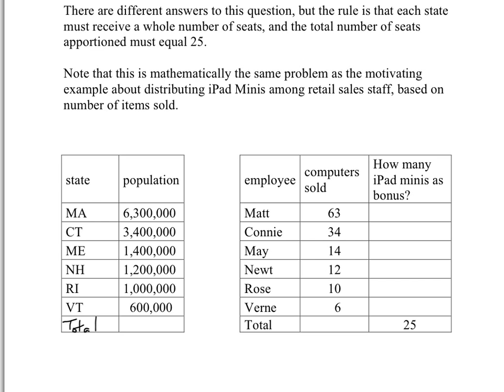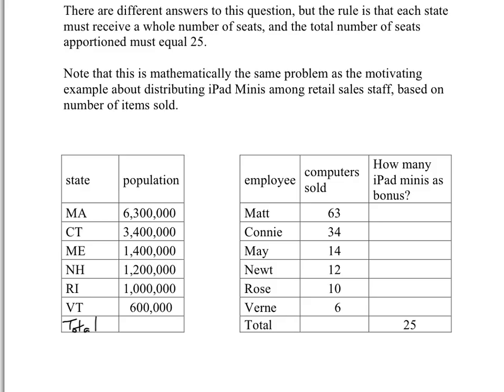So in both cases, it is exactly 25 items that need to be allocated based on population in the ordinary sense here, and population in a different sense in the computer sales example. Notice Matt, Massachusetts, Connie, Connecticut, May, Maine, Newt, New Hampshire, Rose, Rhode Island, Vern, Vermont. You might think that's corny, but if you were a math professor, you'd think that was hilarious.